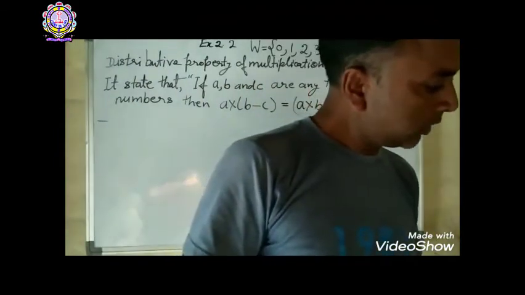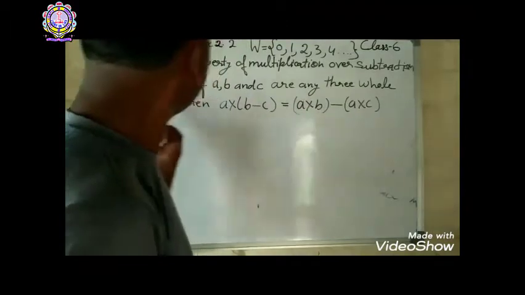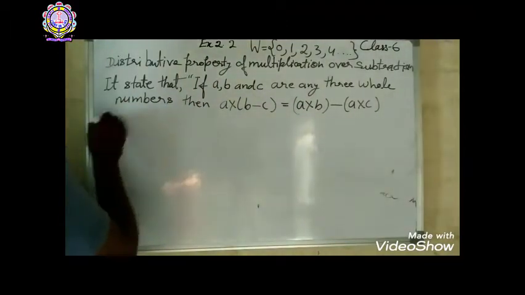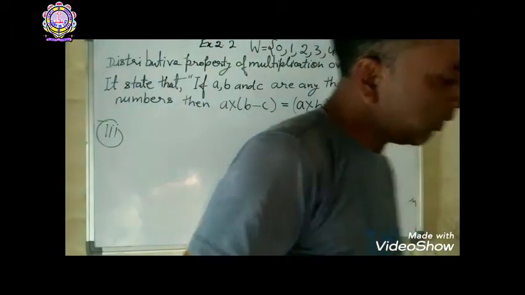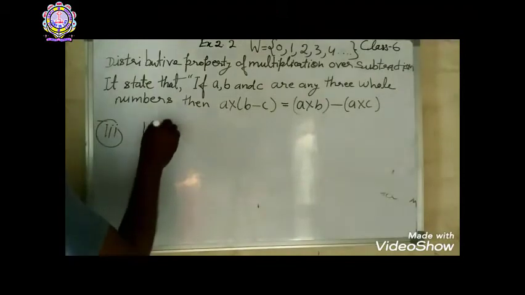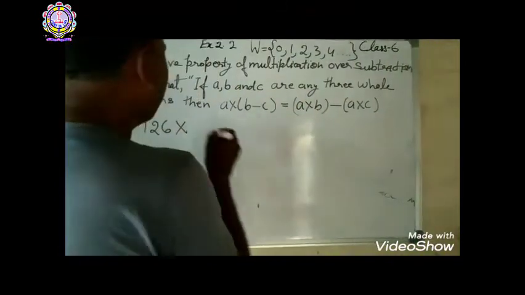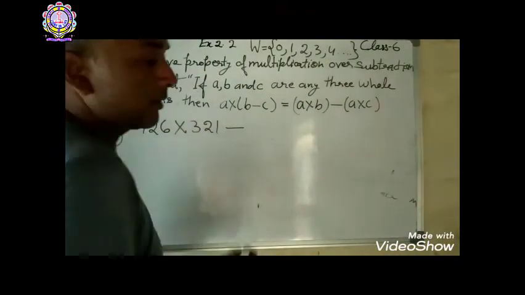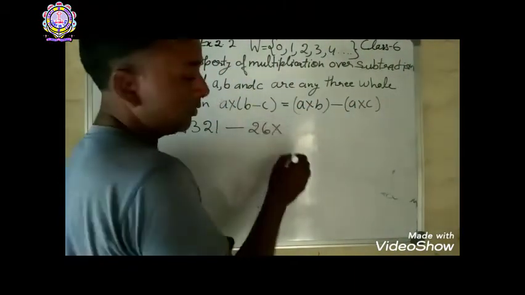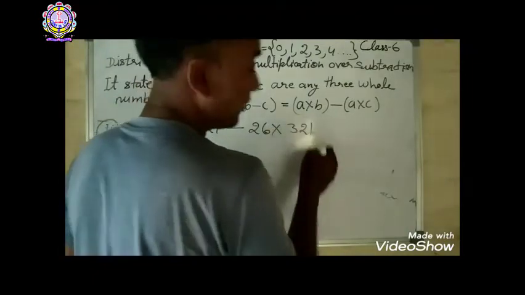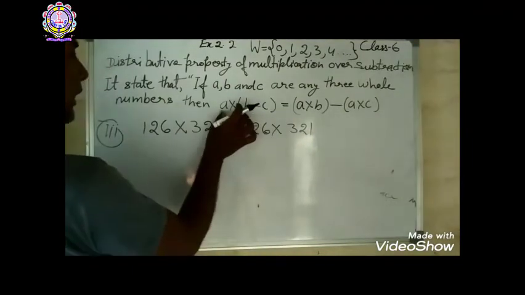So question number 7, third part. The second is the same as the first question, so we solve the third part. What is the third part? 126 into 321 minus 26 into 321. So now you are observing here A and A at both.